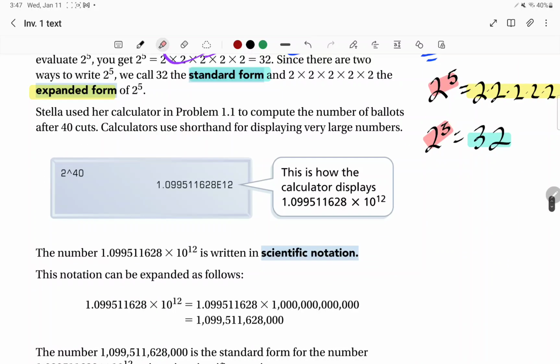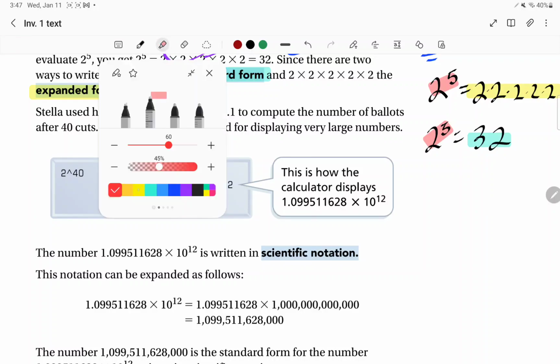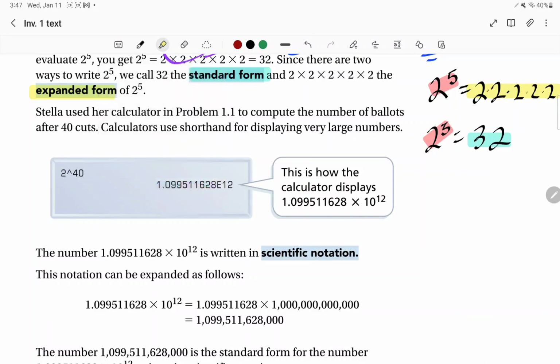Then the next portion of the text talks about when you put really large or really small values in your calculator. Some calculators display it like this with an E there. Some calculators display it like this with a 10. So we are going to be using a 10 when we write it down on paper. Just know that if you're punching these into your calculator and there's an E, that means the same thing, an exponent.